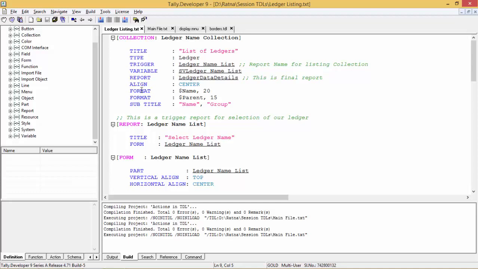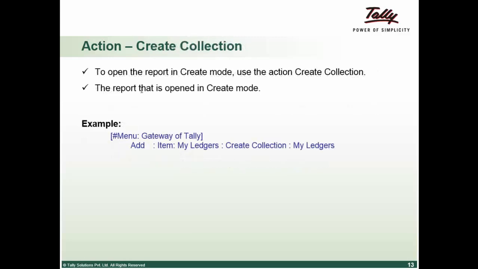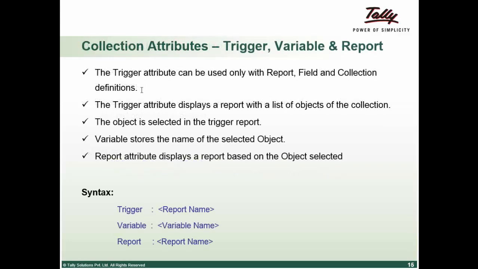Right? Simple as possible. Now there's a discussion on the various actions. So we've already seen the display action. Similarly, we have a create action, we have an alter action. We have seen the utility of these three attributes at collection level. The trigger attribute can be used at collection level. Similarly, it can also be used at report and field level in case there is a particular report that you would like to call from that particular definition. Like from collection we wanted to trigger a report, so we have given a trigger attribute.